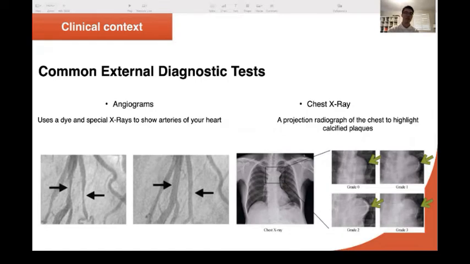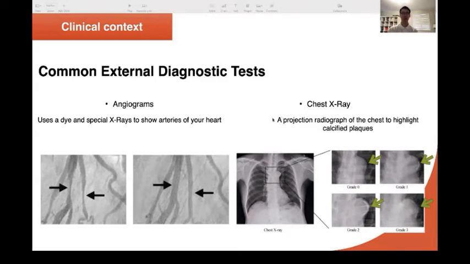For example, angiograms are used with a special dye and x-rays to show a general overview of arteries of your heart. You'll see how on the left, you can generally see how the vessels have thickened and reduced the blood flow compared to normal blood vessels on the right.